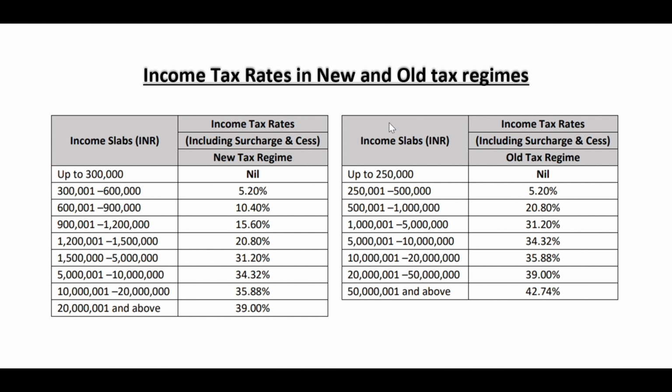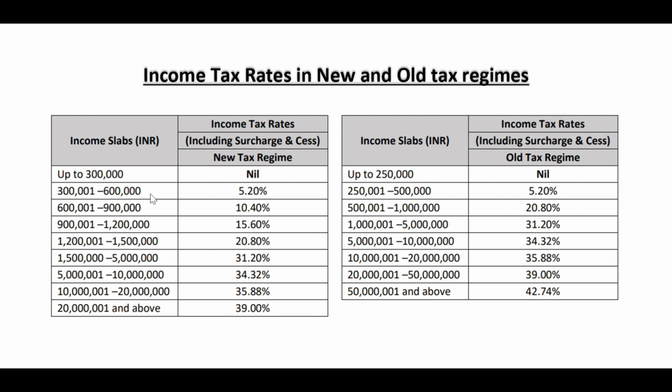So, in this particular picture which you are viewing now, there is a difference of two tax rates. On the left hand side, you can see the income tax slab in the new tax regime. It starts from 0 up to 3 lakh rupees, with absolutely no tax. If your taxable income is below 3 lakh rupees, there is no tax. When your taxable income falls between 3 to 6 lakh, in the second line, you will be paying 5.20% of the taxable income.